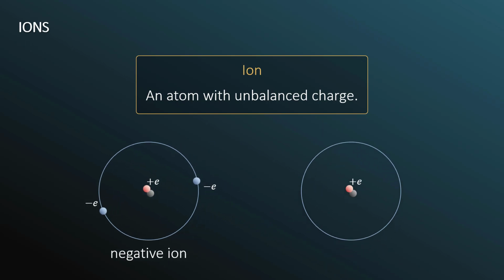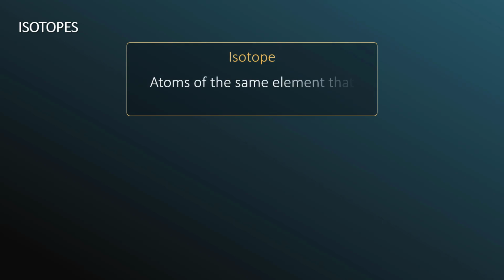Conversely, we could remove the electron, which means that now we only have a positive charge in the nucleus. We have no negative charges, and so this atom has an overall positive charge, making it a positive ion. Isotope. Isotopes are atoms of the same element that have differing numbers of neutrons.